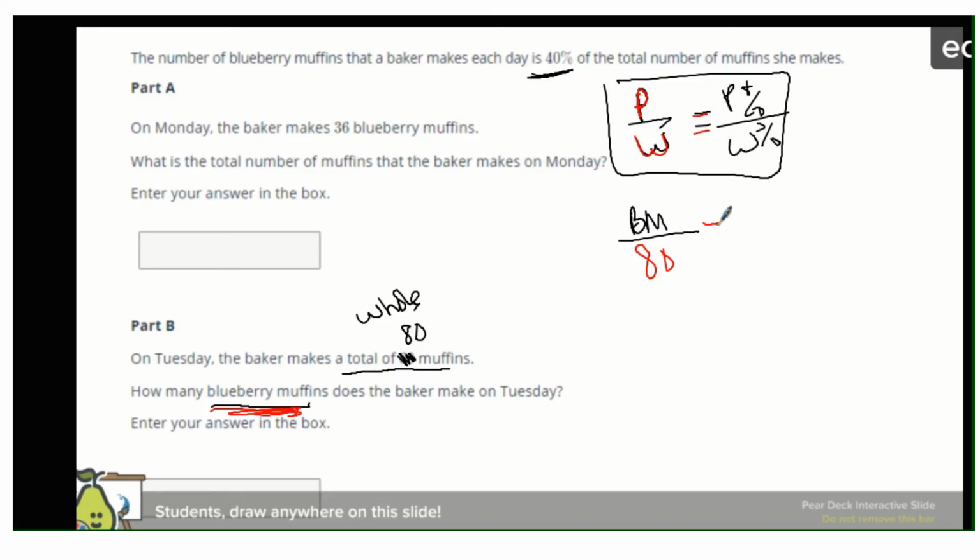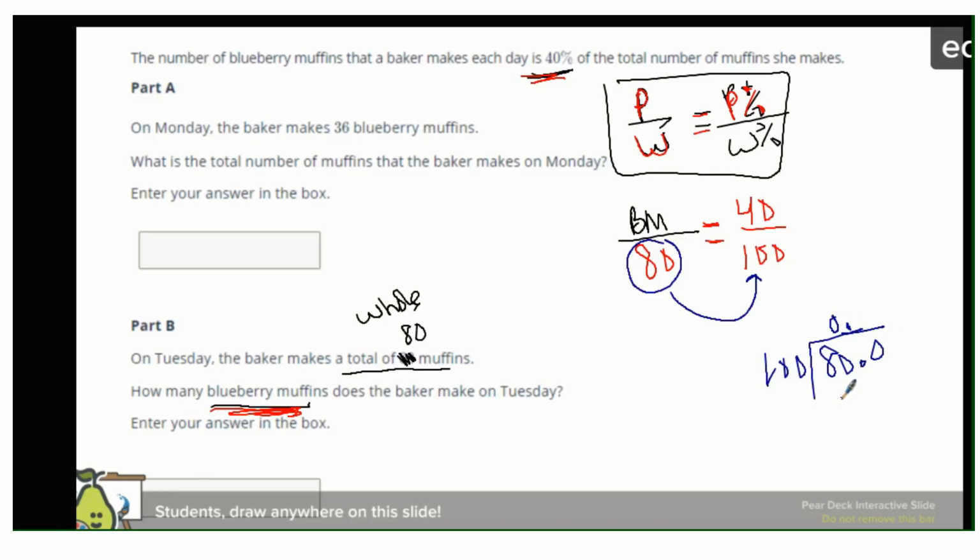I'm going to bring my equal sign down. And then I have my part percent. So the percent that's equivalent to blueberry muffins is 40%. And then I'm going to use equivalent ratios to find my answer. So I'm going to start with 80. I'm going to do 80 divided by 100 to figure out what number I need to multiply 80 by to get to 100. So 80 divided by 100, add a decimal point. So 100 goes into 800 8 times, so it's 8/10.